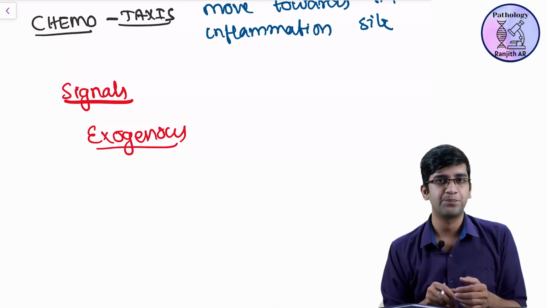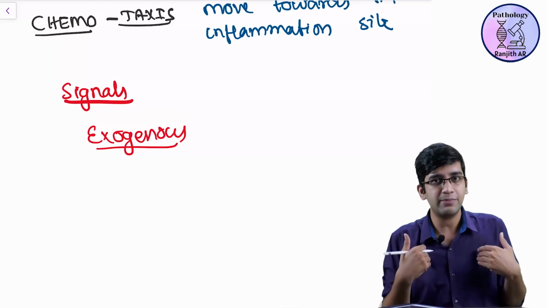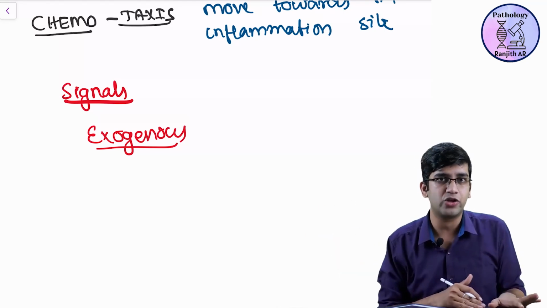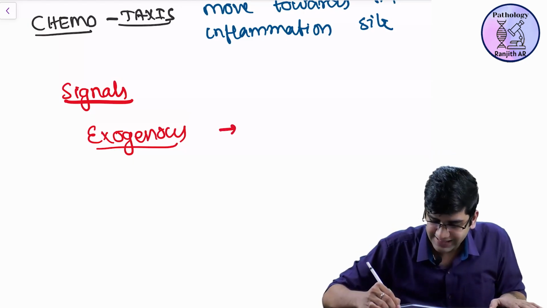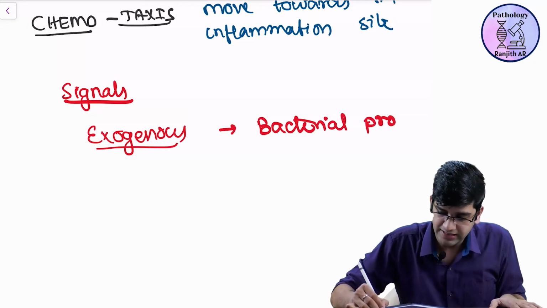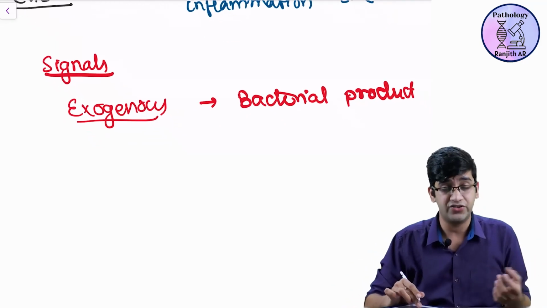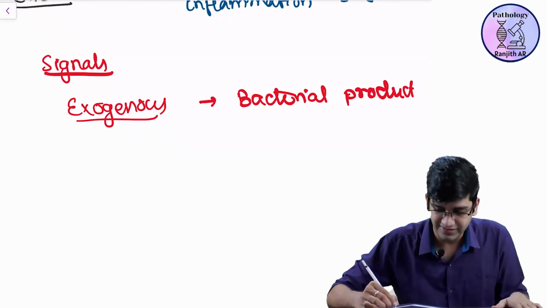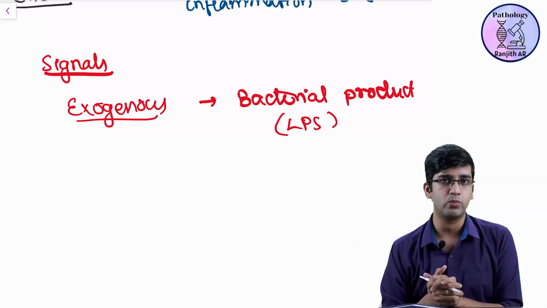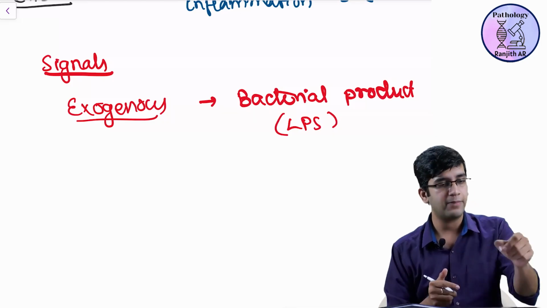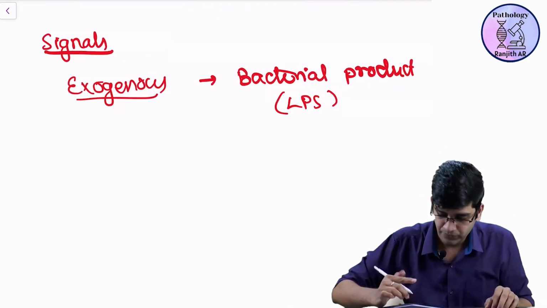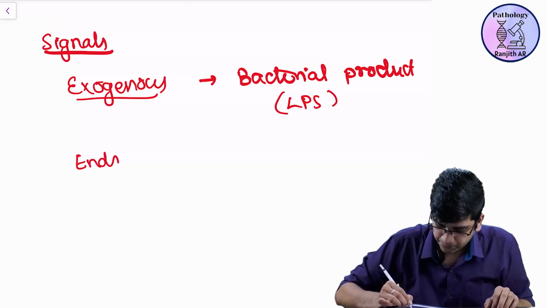Exogenous means bacteria. Bacteria will give me a signal that, see, I have come inside, lipopolysaccharide, find me and come and destroy me. These are bacterial products. The bacterial products give me signals so that I can find the pili proteins, the flagella proteins, the lipopolysaccharide of the cell wall, everything. I'm just giving an example of LPS, lipopolysaccharide of the bacterial cell wall. That will give me signal that I'm here, come and find me and eat me. One, that is exogenous. Endogenous are plenty.